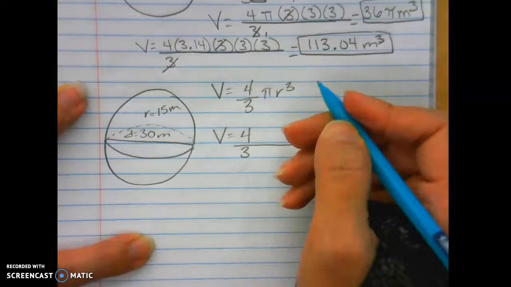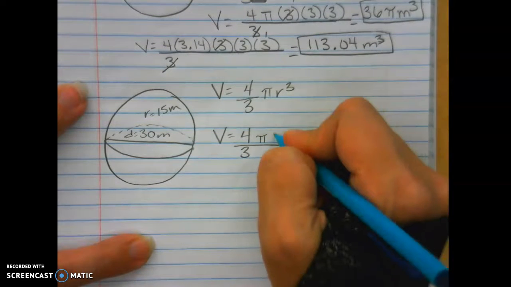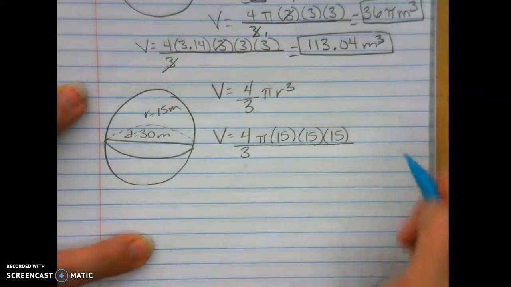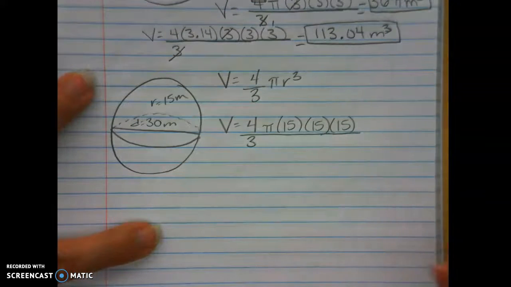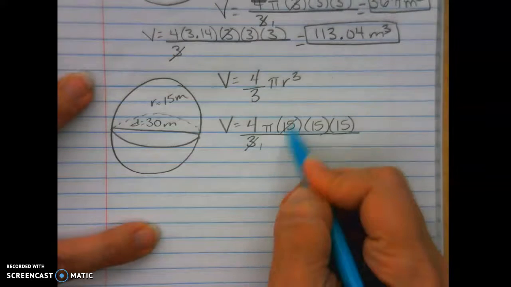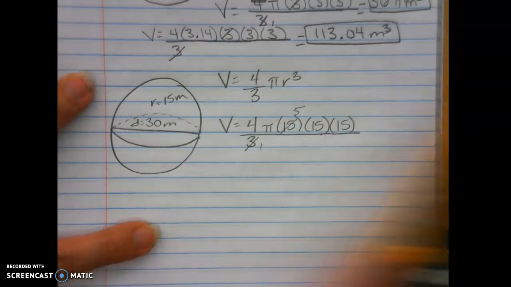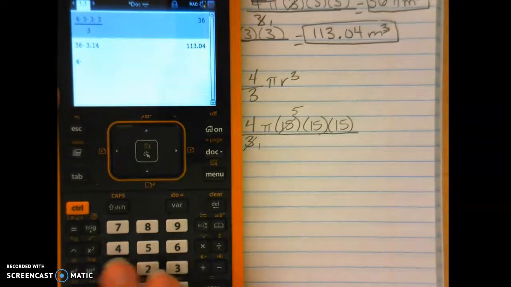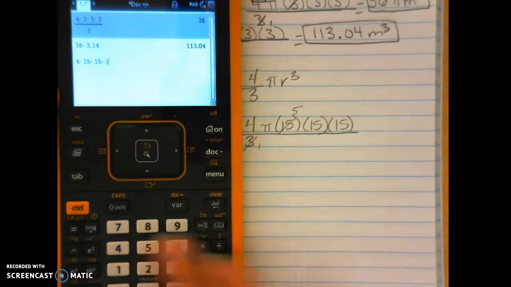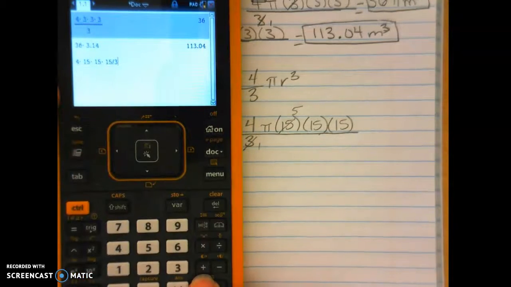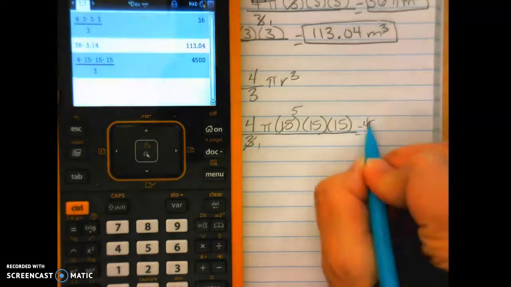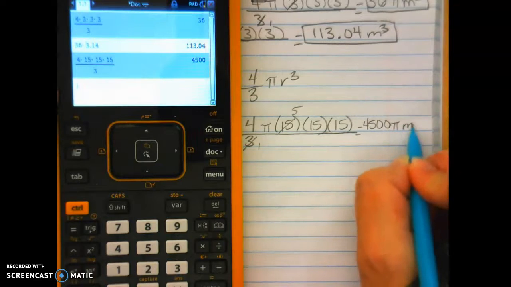And we can write this in terms of pi and solve it as well. So we're going to say 15 times 15 times 15. Now, this is the first year that 7th grade has gotten to use calculators, so cross-reducing is not quite as important. You can do it, but since you have your calculator, it's not the end of the world. So we can say 4 times 15 times 15 times 15 divided by 3. I know my calculator is slightly different than yours, but you can still type exactly this into your 84, and it will give you the same answer. So we have 4,500 pi meters cubed.